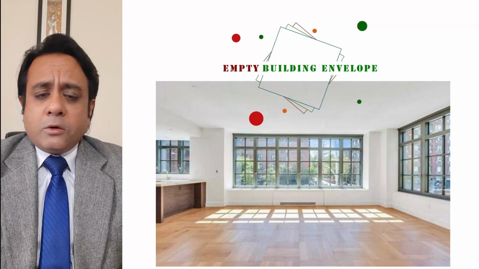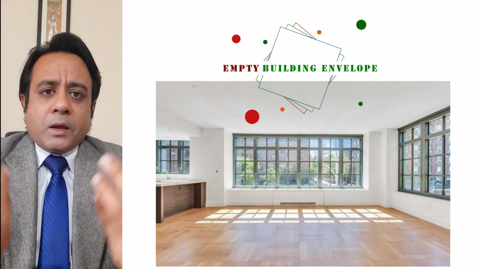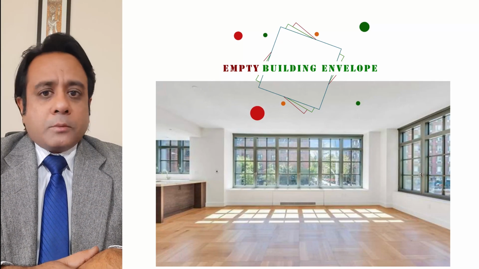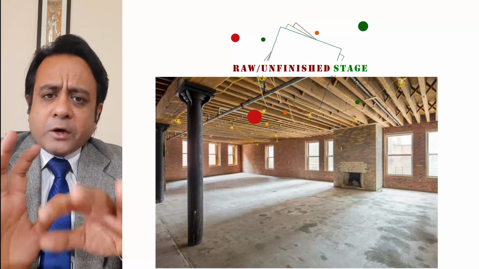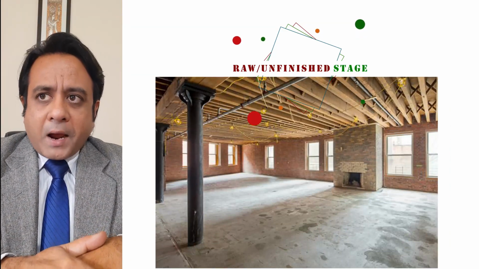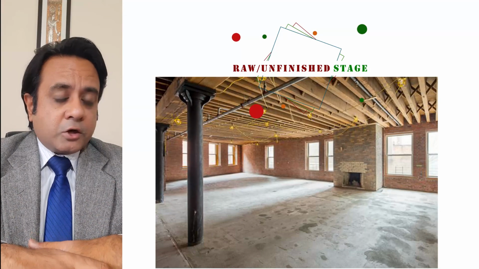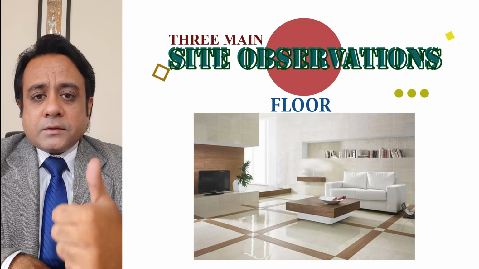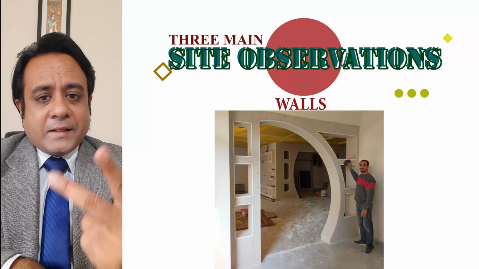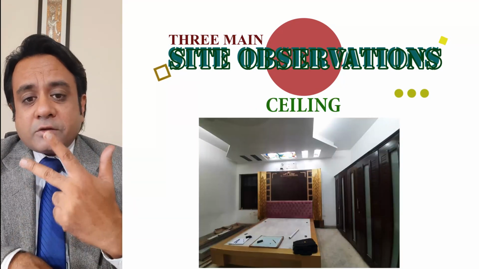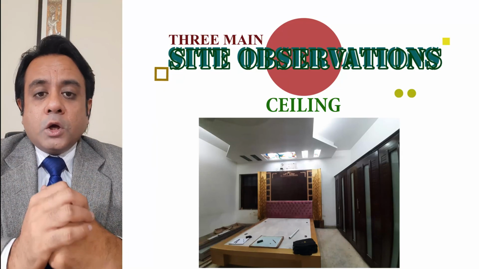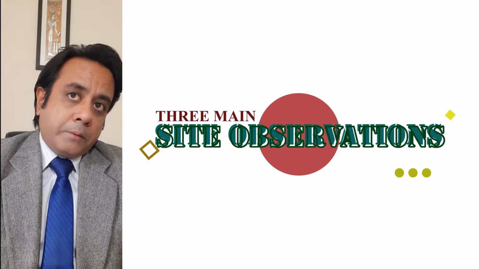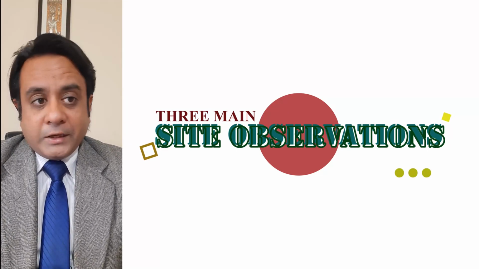All right, so when you go to the site, it's an empty envelope all around, and you are actually observing a volume, which is in a very raw and unfinished format, and you are the one who's going to do the finishing of it. So you basically observe three things there. First is floor, then you have walls, and then you have ceiling. So these are three components that you have to observe when you go to the site to do the site analysis or to collect the data on the site, for your interiors.